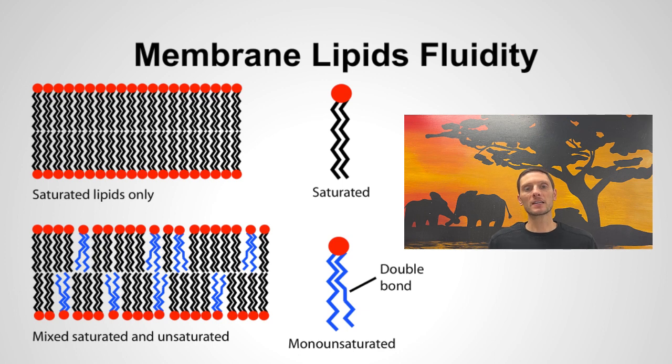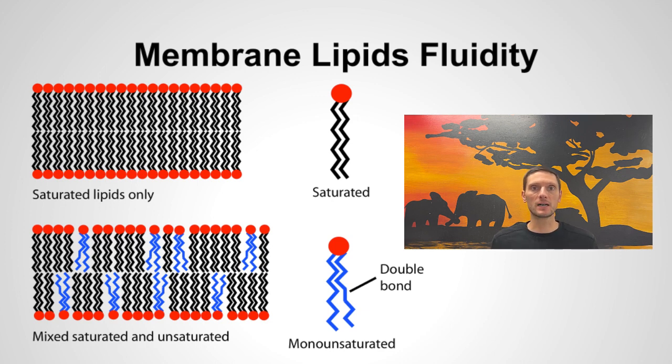On the other hand, unsaturated fatty acid tails have one or more kinks in the tail due to the double bonds, and those double bonds, in reducing the amount of hydrogens, can be cis or trans in orientation, depending on where the hydrogens are. Because they are unsaturated, they pack more loosely, as we see in the picture here, and that makes the membrane more flexible and permeable. And so membranes overall contain a mixture of both of these.